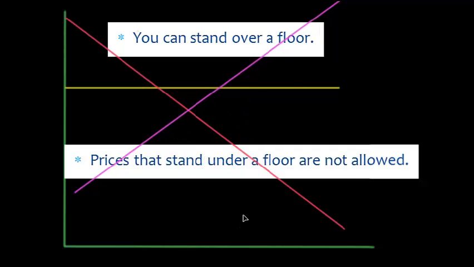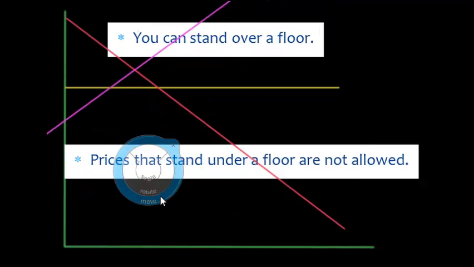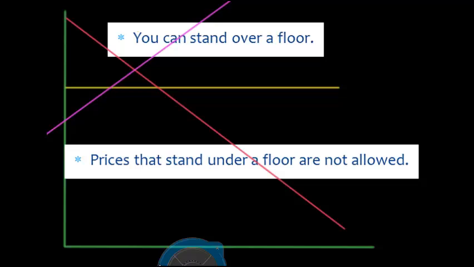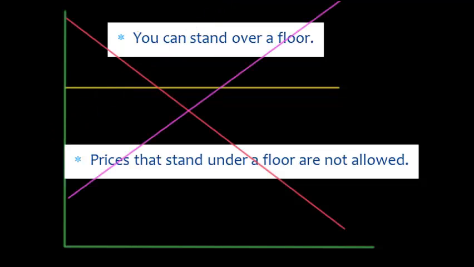If, however, let me just move things around a little bit here, the supply curve actually was over here like this, then we would not have a binding floor at all. The natural market equilibrium would not be affected by the imposition of a price floor at all. So you wouldn't have to worry about it. So again, non-binding price floor, because we can stand above the floor, and that is binding.